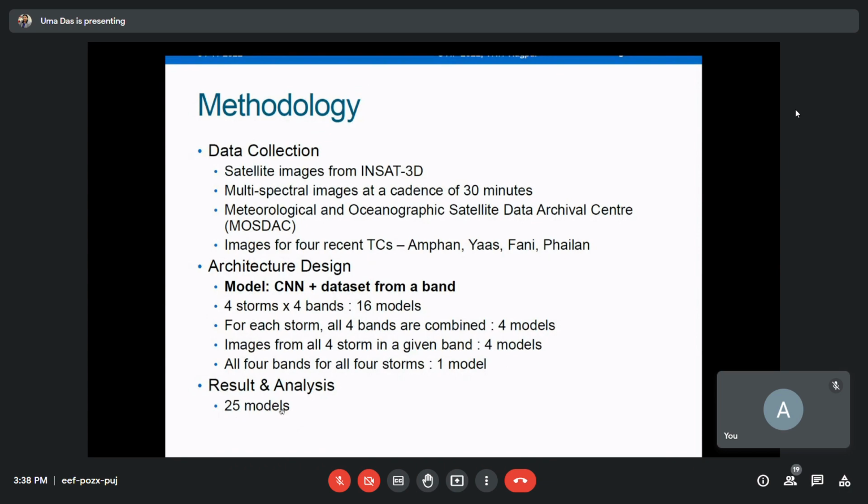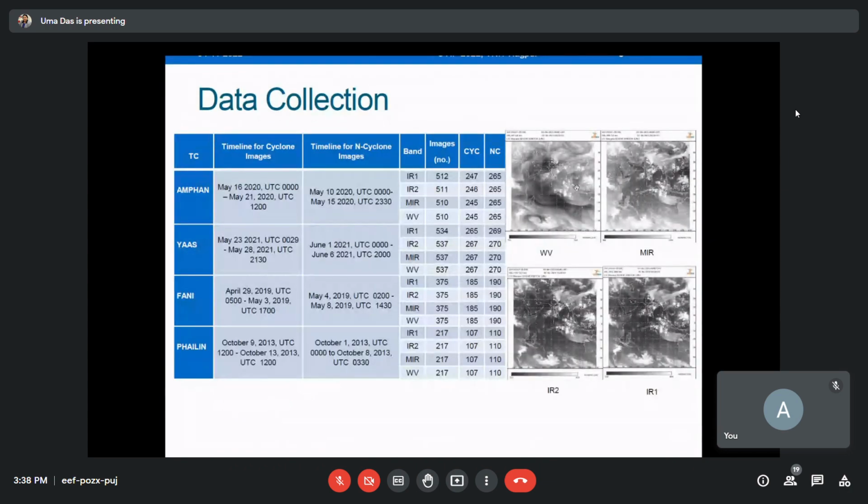These are sample images here. We concentrated on the Bay of Bengal region. We took only a part of the entire image. We did not use the entire map that is seen here, which is from -50 to +50 latitude, and I think 20 to 130 longitude. We only concentrated on the Bay of Bengal region.